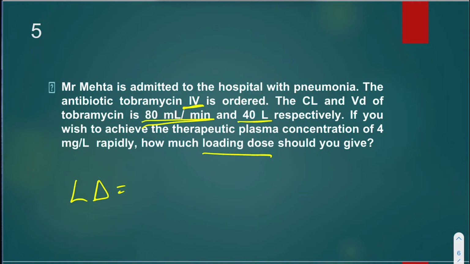So loading dose का है plasma concentration multiplied by the volume of distribution and you divide by bioavailability in case it is oral. अगर IV में है तो ये 1 ही रहेगा. So this is your formula. So plasma concentration that हमें दिया हुआ है यहाँ पे 4 milligrams per liter. ठीक है, this is 4 milligrams per liter multiplied by volume of distribution. So volume of distribution आपका कितना हो गया, 40.